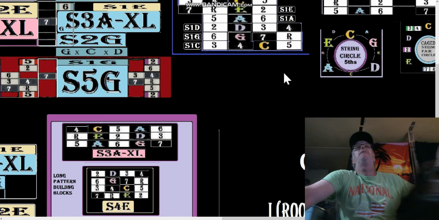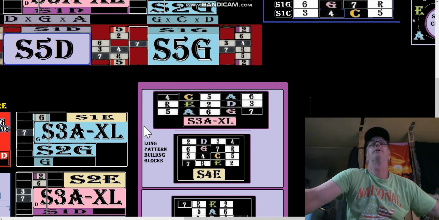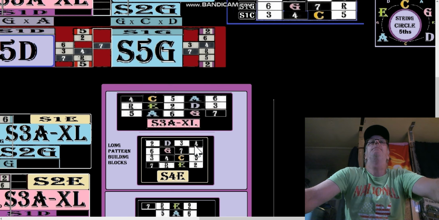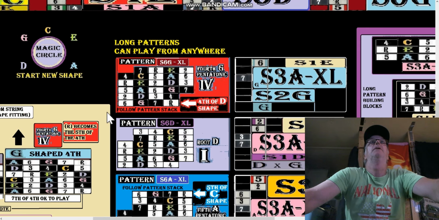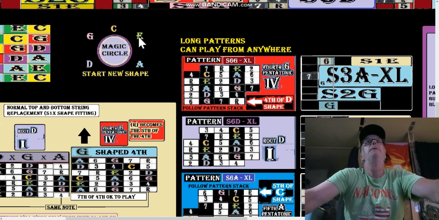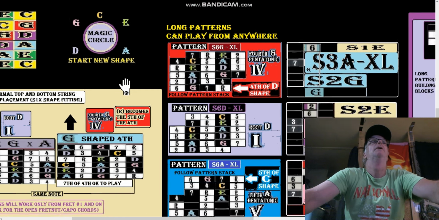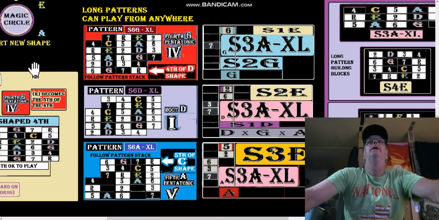Okay, so we have a pattern. We're going to have a new circle. It's called like the pattern circle, but really, it's the magic circle, right? Here's our magic circle. So this is what we were doing. We started with a G shape, we went to C, and then we went to E. I just used the string circle backwards. So this is it. It goes up in fourths and down in fifths. So now we know that.